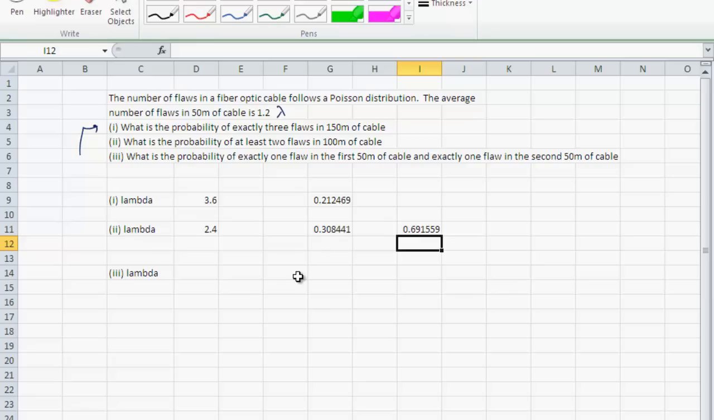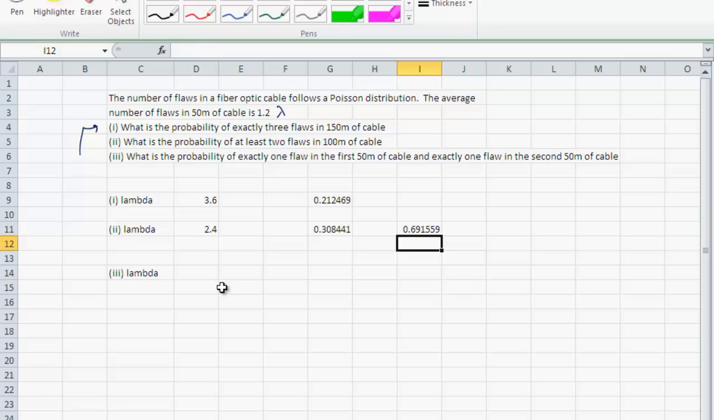What is the probability of exactly 1 flaw in the first 50 meters of cable and exactly 1 flaw in the second 50 meters of cable? So we have 2 events over here, 50 meters and another 50 meters, okay? And remember, by the third condition of the Poisson distribution, these 2 events are independent. So the joint probability of 2 independent events is simply the product of those probabilities.